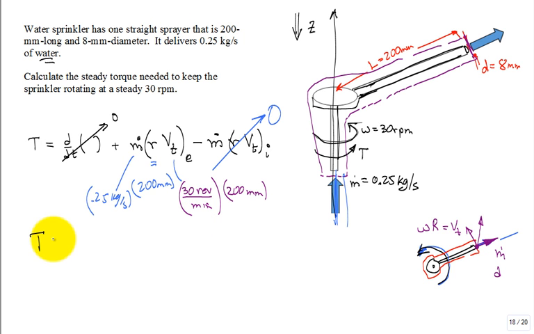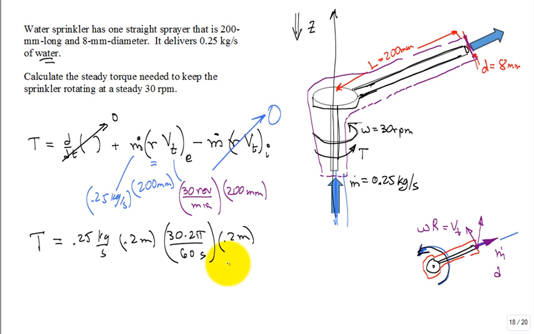So the steady torque needing to be supplied to this is 20.25 kilograms per second, times 0.2 meters, times 30 pi divided by 60 to convert revolutions per minute into radians per second, times 0.2 meters. And what do you pick up for that shaft? A kilogram meter per second squared is a newton, but then we have a newton times a meter, so that's our units for the torque. What do we get for that answer? 0.0314 newton meter.